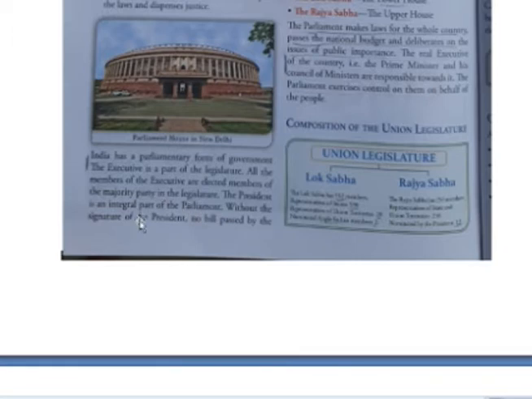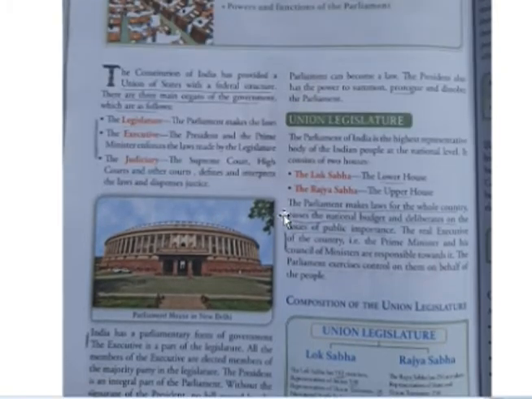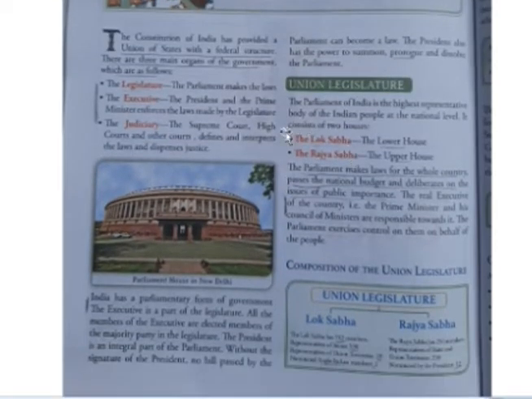Okay. The president is the integral part of the parliament. Without the signature of the president, no bill passed by the parliament can become a law. So, for any kind of bill in a parliament to become a law, that bill must be signed by the president, because without his consent, that bill cannot become a law. The president also has the power to summon, prorogue, and dissolve the parliament. The president has the power to dissolve the parliamentary session or prorogue or discontinue the session of the parliament. In the case of dissolvement, again the elections will be conducted.